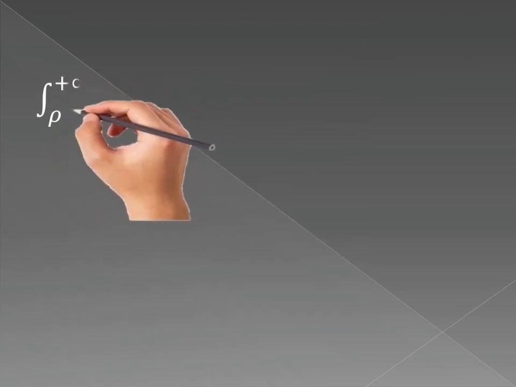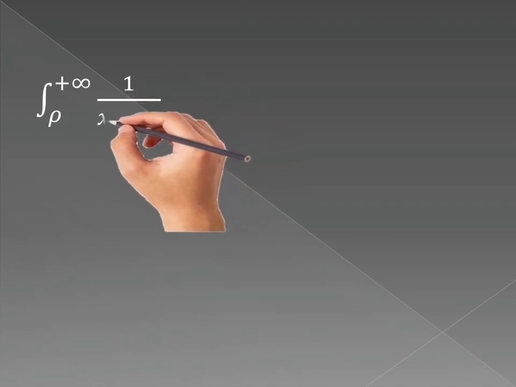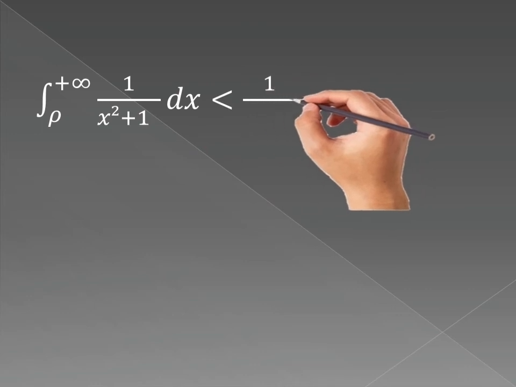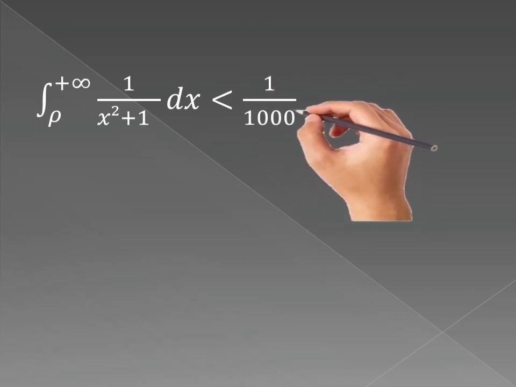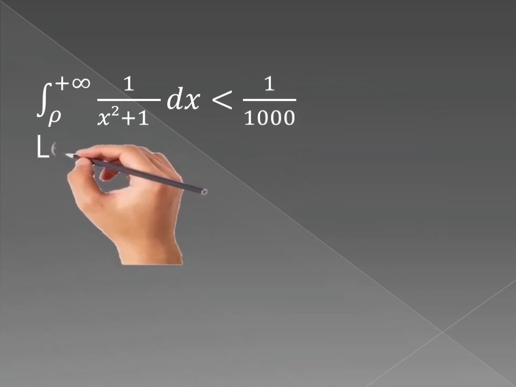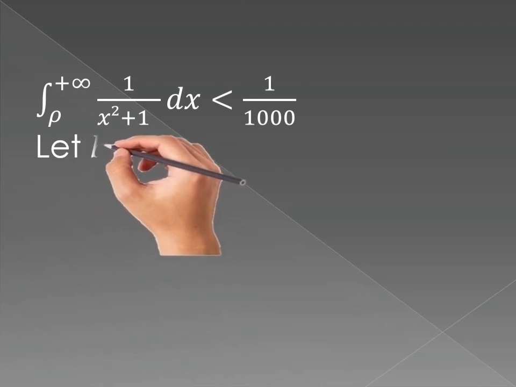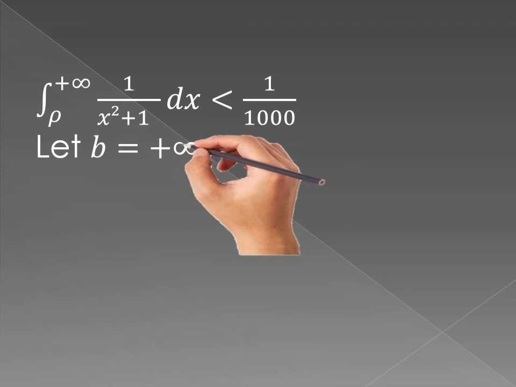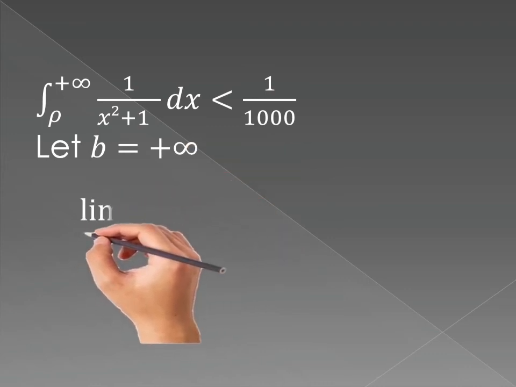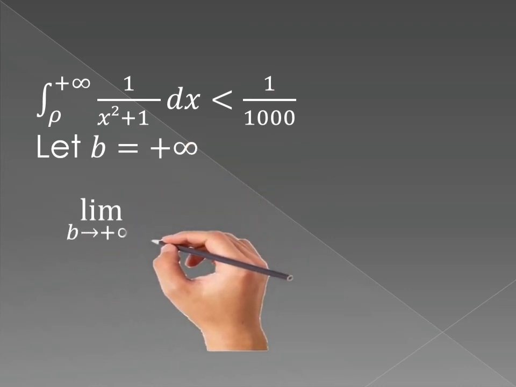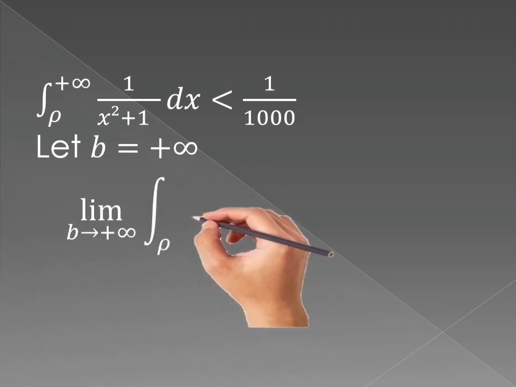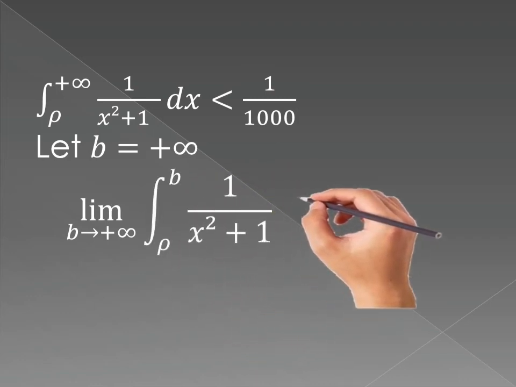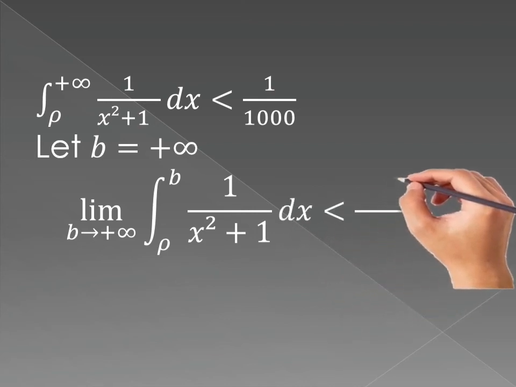To solve the problem, step 1, replace infinity with some variable, which in this case I will use b, so let b approach positive infinity, and then express it as a limit. So it will be the limit as b approaches positive infinity of the integral from rho to b of 1 over x squared plus 1 dx less than 1 over 1000.